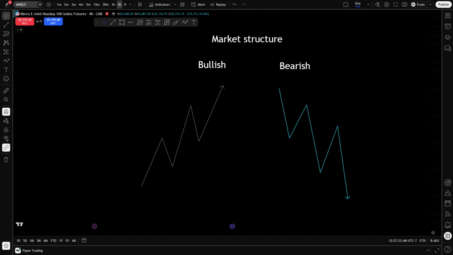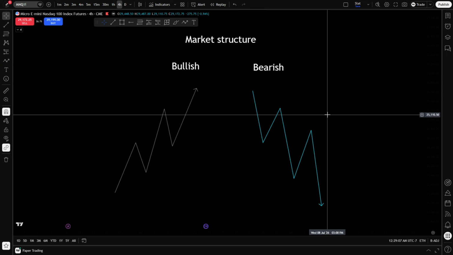So today I'll be showing you guys how to spot market structure, how to spot market structure shifts, and how to spot the higher time frame and lower time frame market structure, because that is a little different, and how to not get manipulated by it.